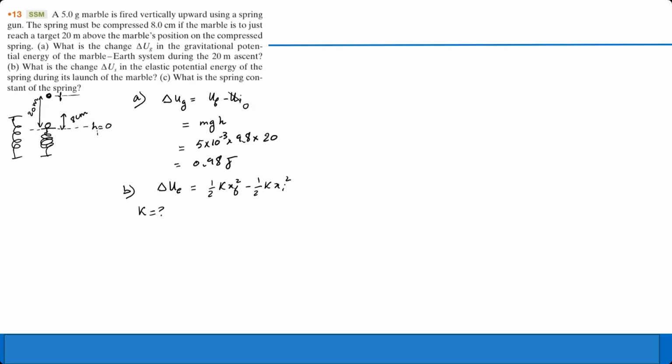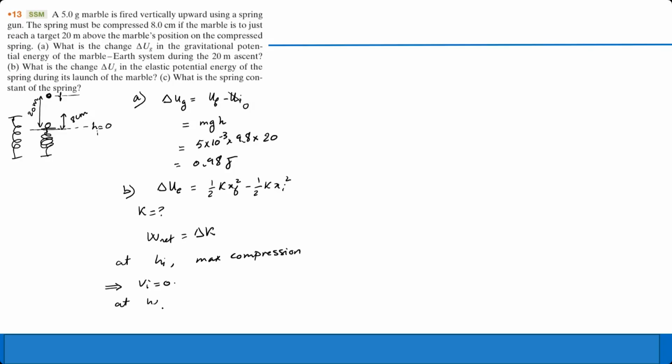So one nice thing I can do is think of W net equals delta K and try to find the work done by the spring and deduce the change in the potential energy of the spring. But I need points where I know the velocities. I know that at the initial point, at h initial, we have maximum compression. Then v initial is 0. The marble was at rest.